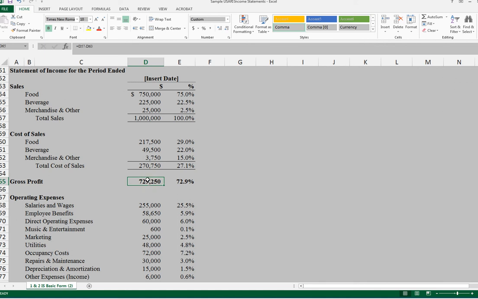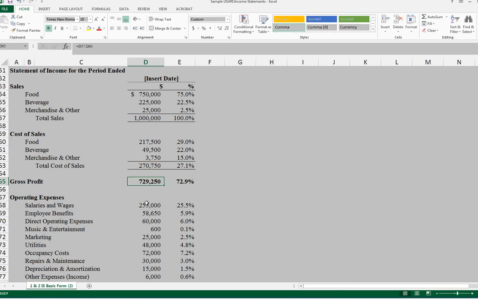This is different from the Uniform System of Accounts 8th edition. The 8th edition goes into labor, then has a prime cost line, and so on. For the 7th edition, we go straight to a gross profit line. So it's just sales minus cost of sales, and we get a gross profit line. This is one of the major differences between the 8th edition and the 7th edition.